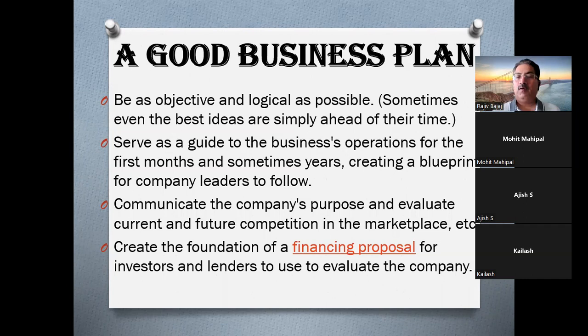Creating the foundation of a financial proposal for investors and lenders to use and evaluate your company, because at the end of the day, the people who are going to invest in your company are also going to look at your business plan. It should very clearly give the financial model of your company, how much money you require to make yourself a success, maybe your financial forecast and the cash flow. That is a very, very important aspect, and you need to work on that.